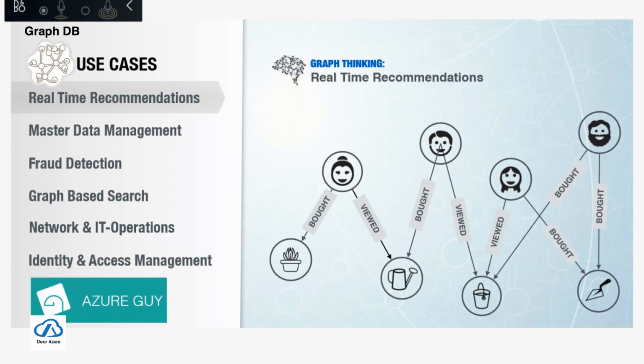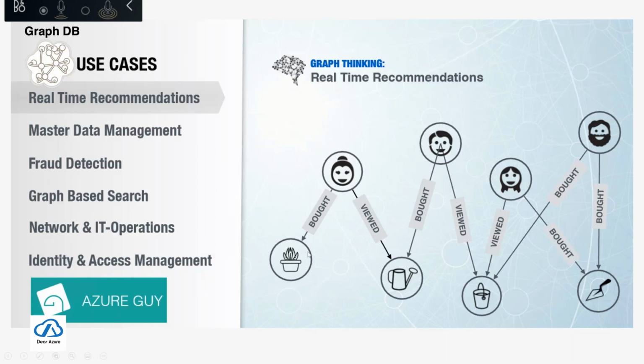So where else can it be used? It can basically be used in building a real-time recommendation-based system. It can be used to say, okay, people who bought this also bought this. We all have seen this on Amazon or Flipkart, right? People who bought this also bought this, they viewed this. So this is how it's defined.